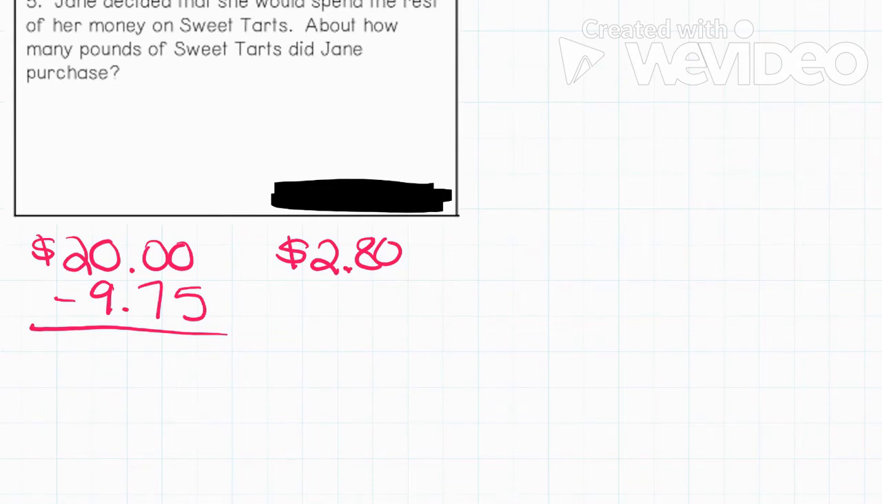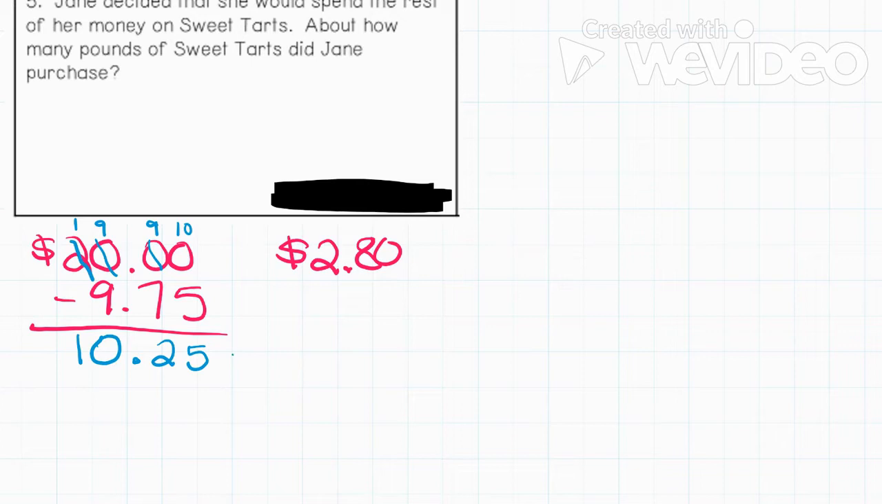Number 5 says Jane decided that she would spend the rest of her money on sweet tarts. About how many pounds of sweet tarts did Jane purchase? So, like I said, we needed to figure out how much money she has left over. I'm going to take from this tens place and regroup it all the way down to my hundredths place. 10 minus 5 is 5. 9 minus 7 is 2. Bring down my decimal point. 9 minus 9 is 0, and 1 minus 0 is 1. So Jane has $10.25 left to spend on sweet tarts.